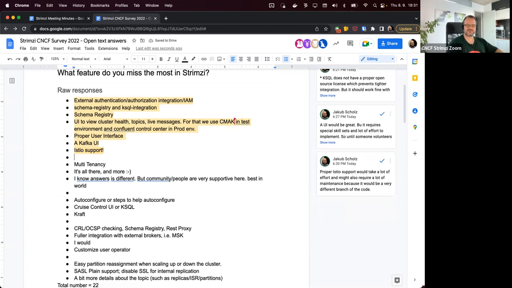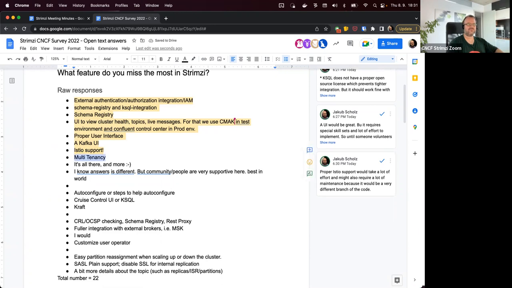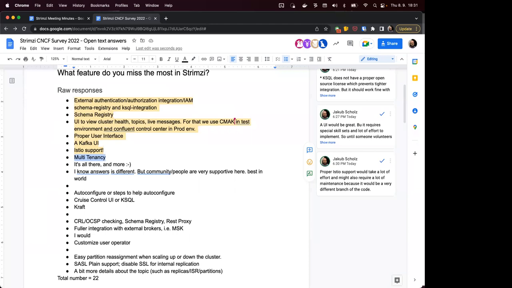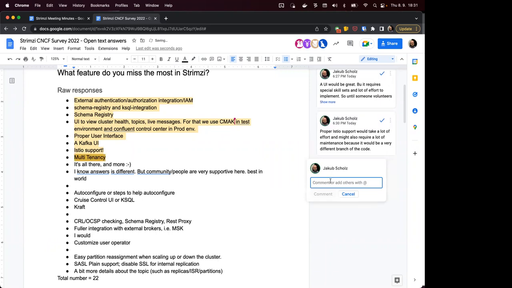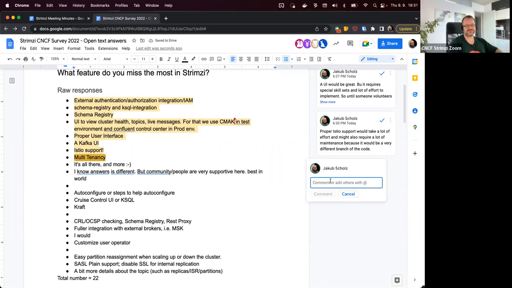Multi-tenancy. Do we want to say something to that? It's too weird. It could be hundreds of different things. Yeah, I just wanted to say the same, that it can mean multi-tenancy on the Kafka level, kind of the fake multi-tenancy on the Kubernetes namespaces level and so on. So it's not really clear what exactly it means.